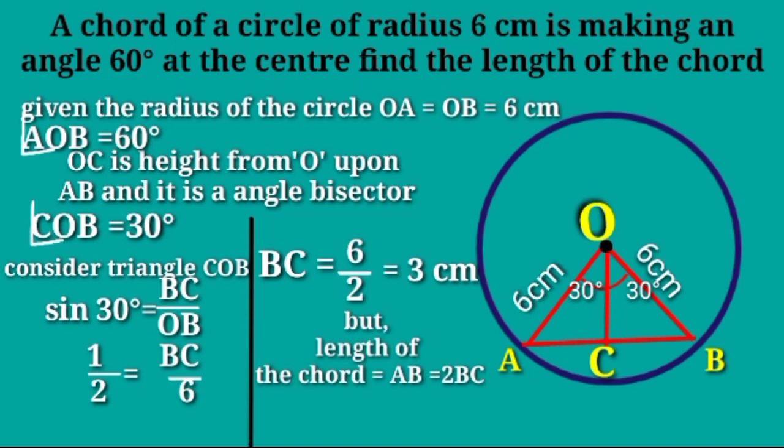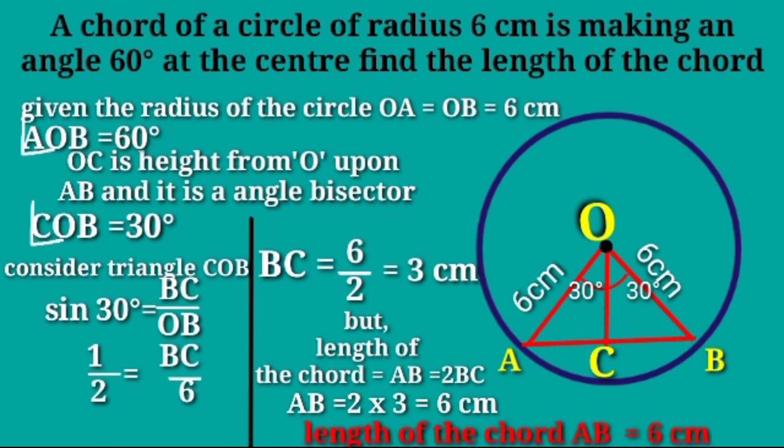But the length of the chord AB is equal to 2 BC. BC is 3, so 2 into 3, that's equal to 6 centimeters. Therefore, the length of the chord is equal to 6 centimeters.